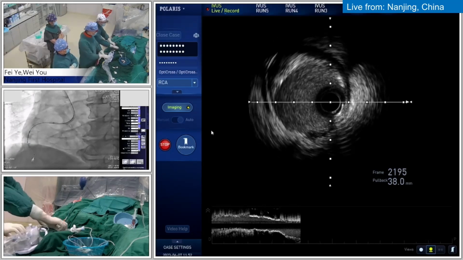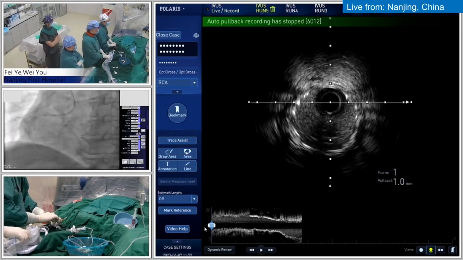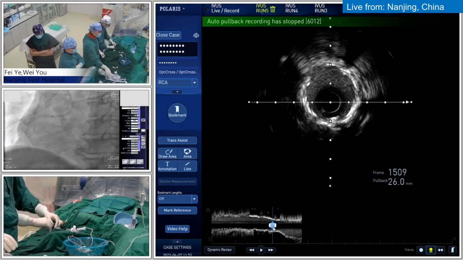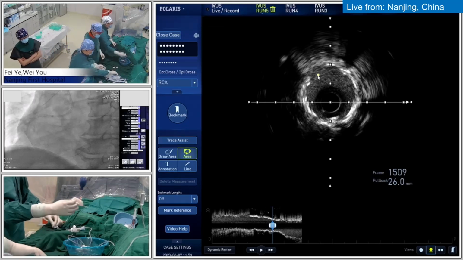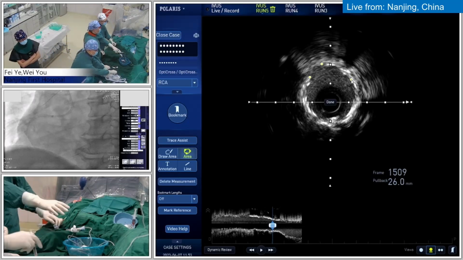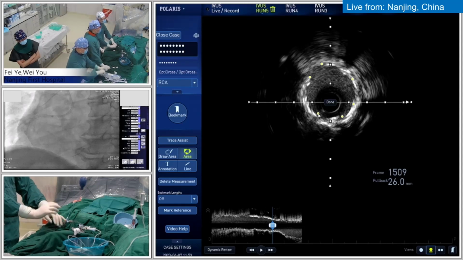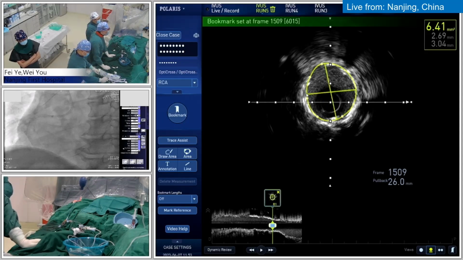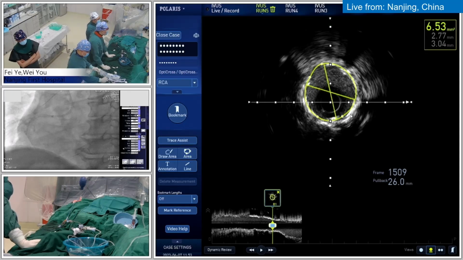Okay, I think we can finish. Okay, please, I will measure the MSA again. I think maybe more than 7. A little big. Oh, it's about 6.5.